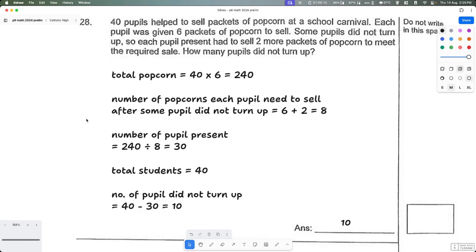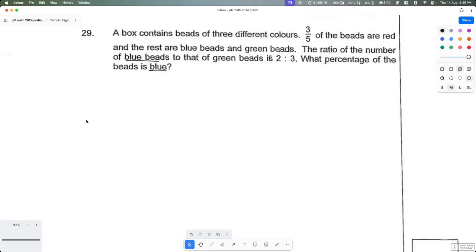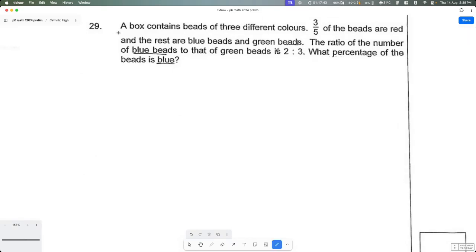All right, let's move on to the next question. Question 29. A box contains beads of 3 different colors. 3/5 of the beads are red and the rest are blue and green beads. The ratio of the number of blue beads to green beads is 2:3. What percentage of the beads is blue?